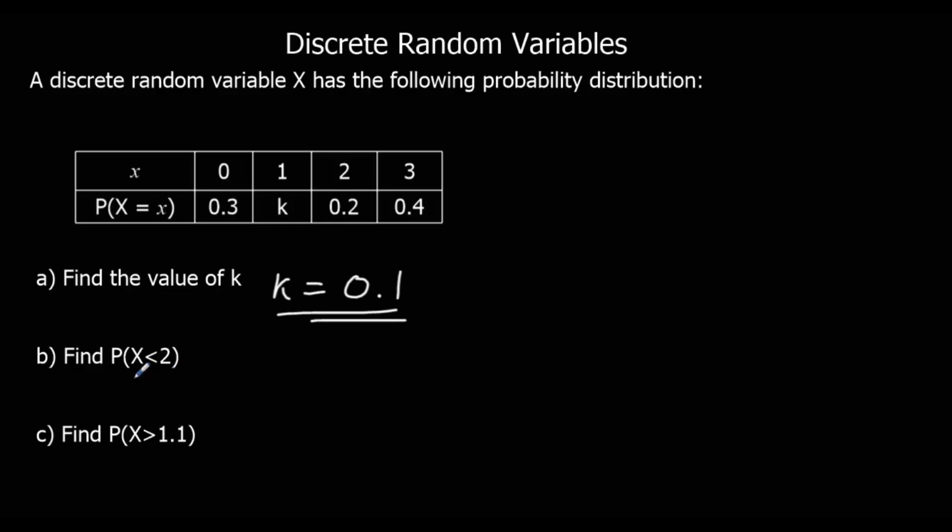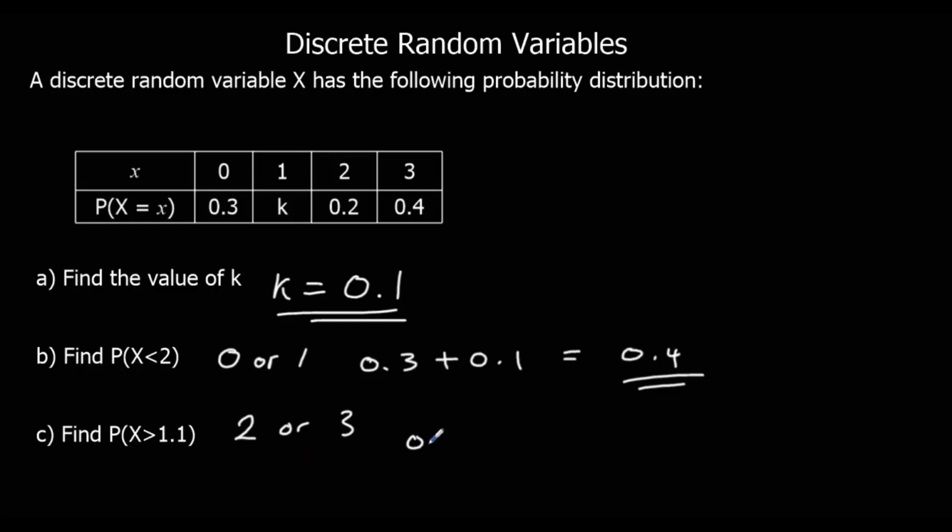Find the probability that x is less than 2. So that means it can be 0 or 1, which is 0.3 plus 0.1, 0.4. Find the probability that x is bigger than 1.1. So what's bigger than 1.1? We can have 2 or 3. So 0.2 plus 0.4, that's 0.6.